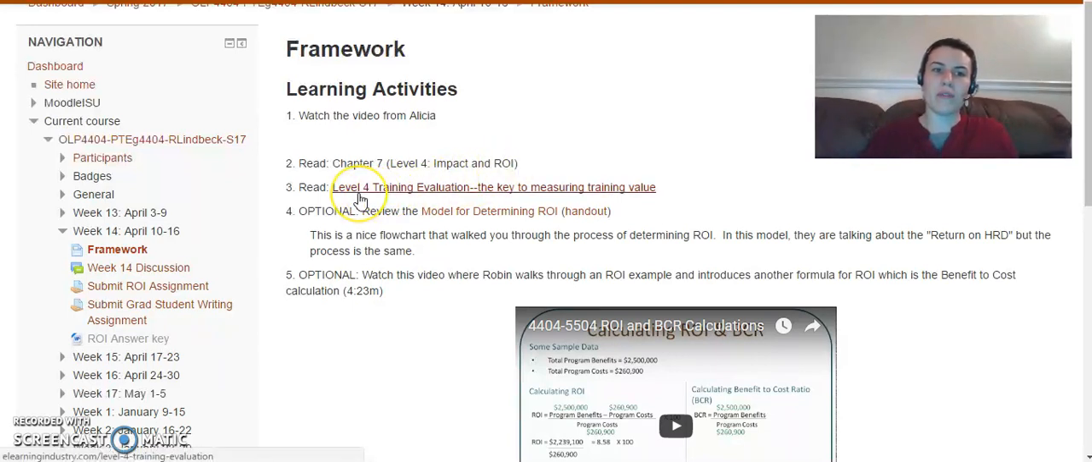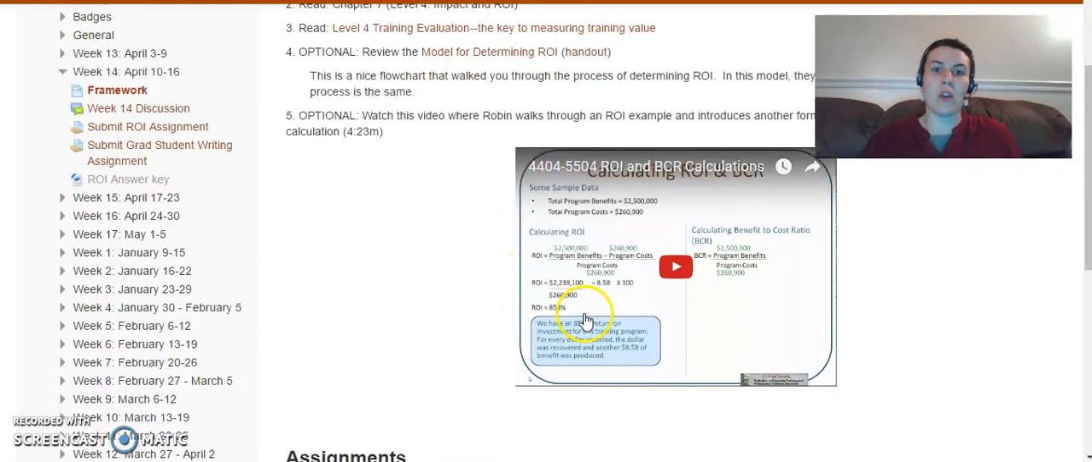Read chapter 7, which will explain more of it, and also read this handout. Optionally, you can look at this model for determining an ROI, and there's a video where Robin talks about ROI and the benefit to cost calculation. This could be really useful, especially if ROI is something you're new to, or if you just want to learn more about it, because there can be a lot that goes into an ROI.